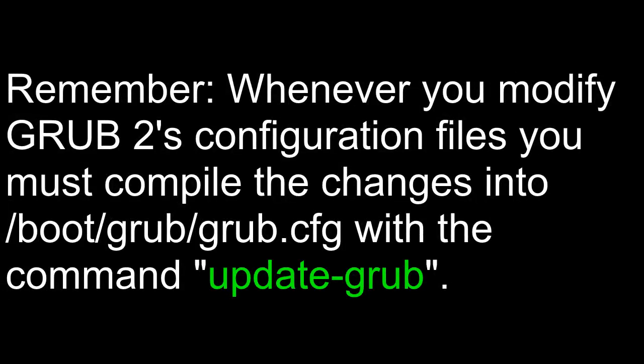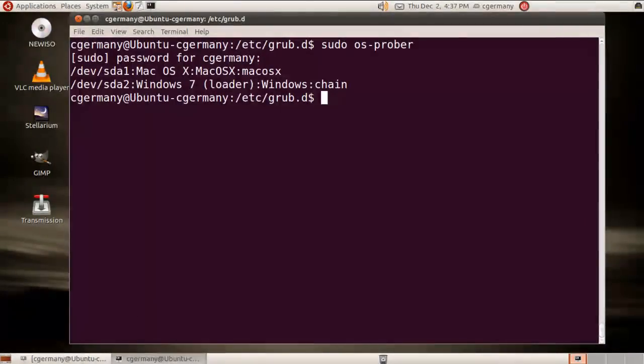Remember, whenever you modify grub2's configuration files, you must compile the changes into /boot/grub/grub.cfg with the command update-grub. Anytime I modify those files, I need to basically do the equivalent of make, but grub2 style. That would be sudo update-grub.